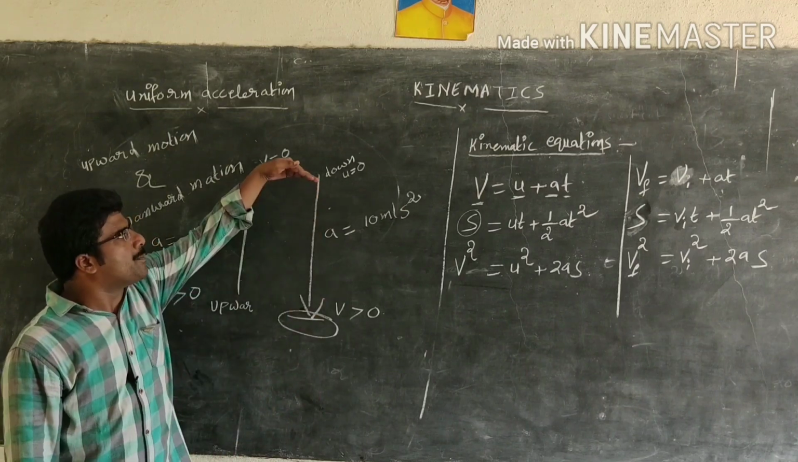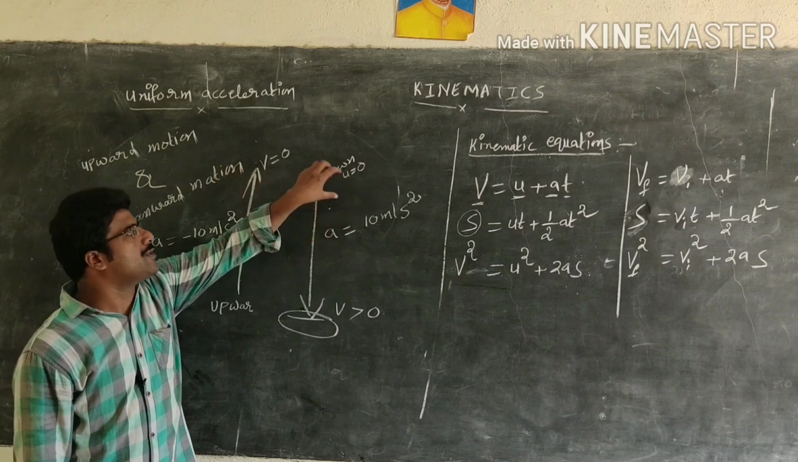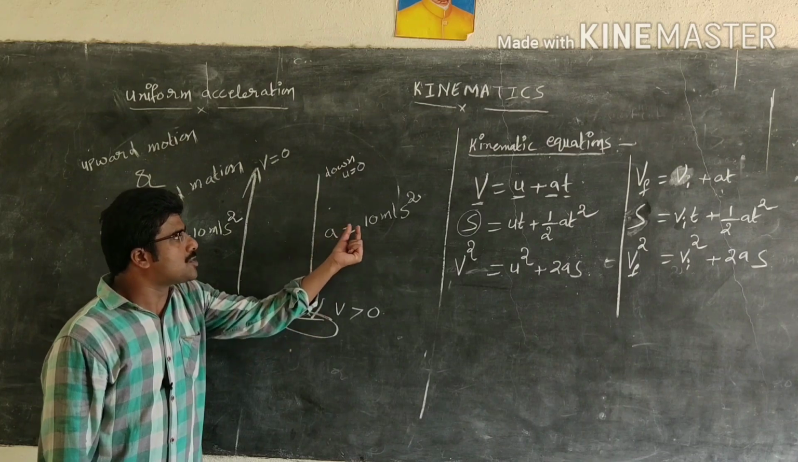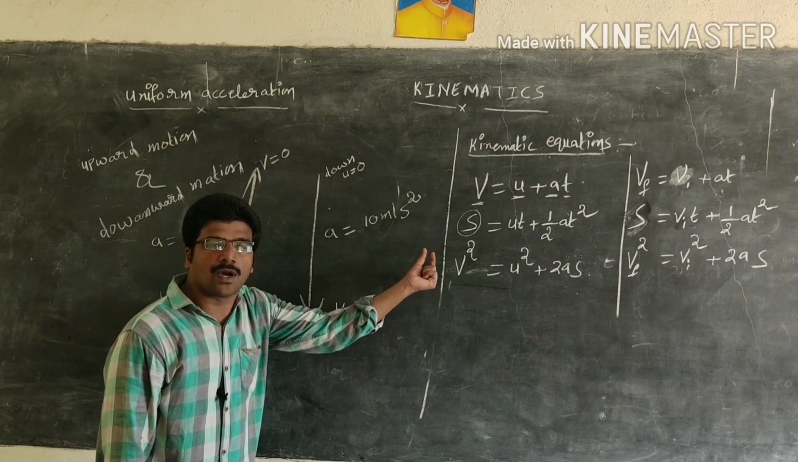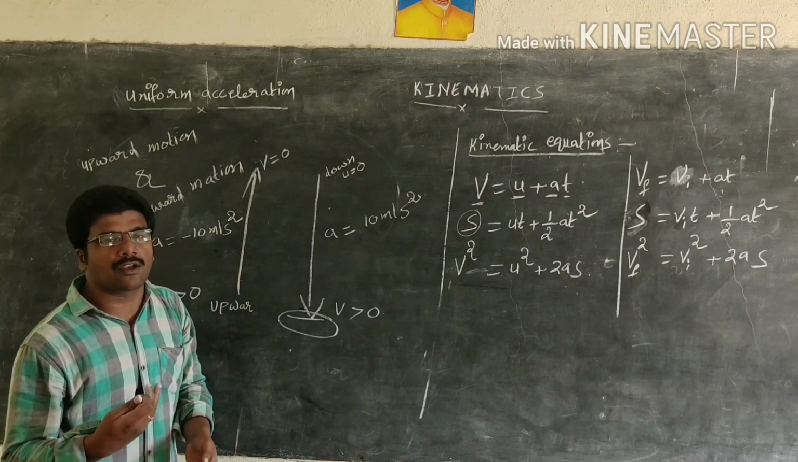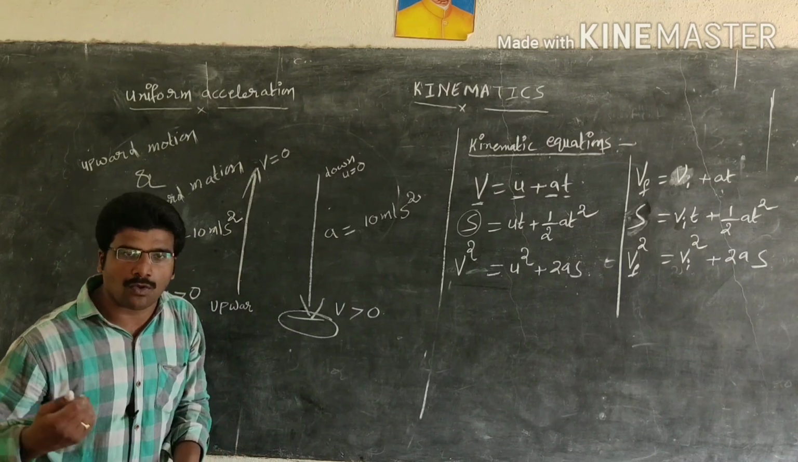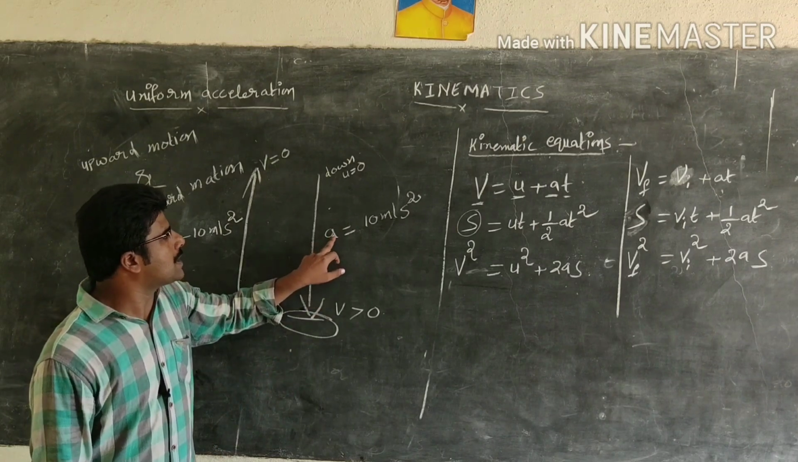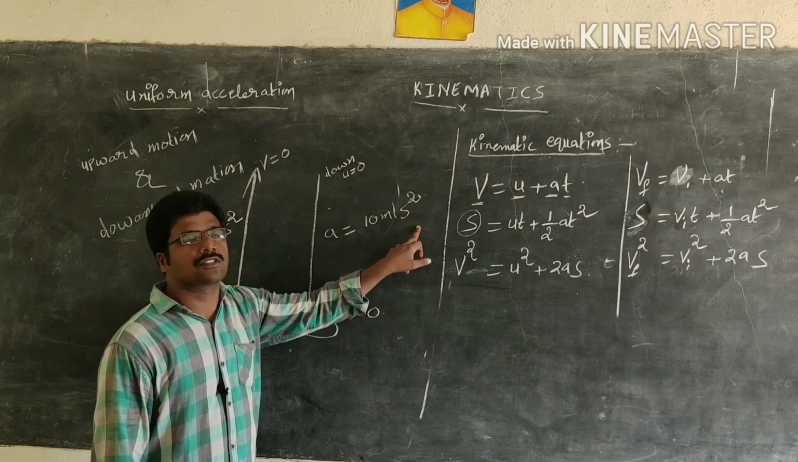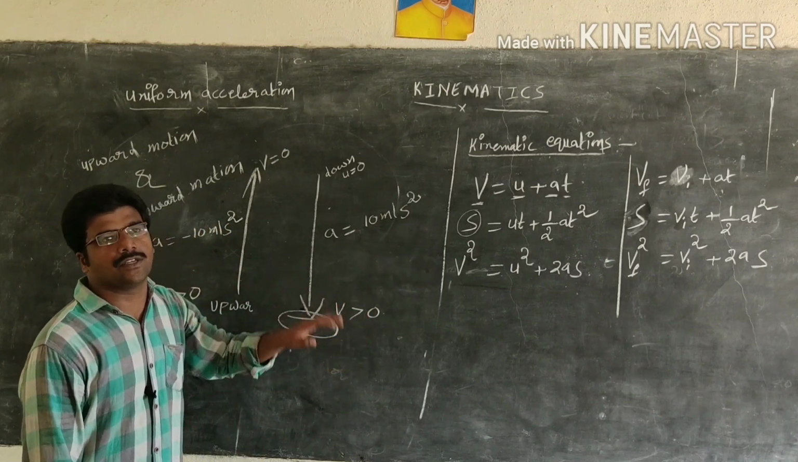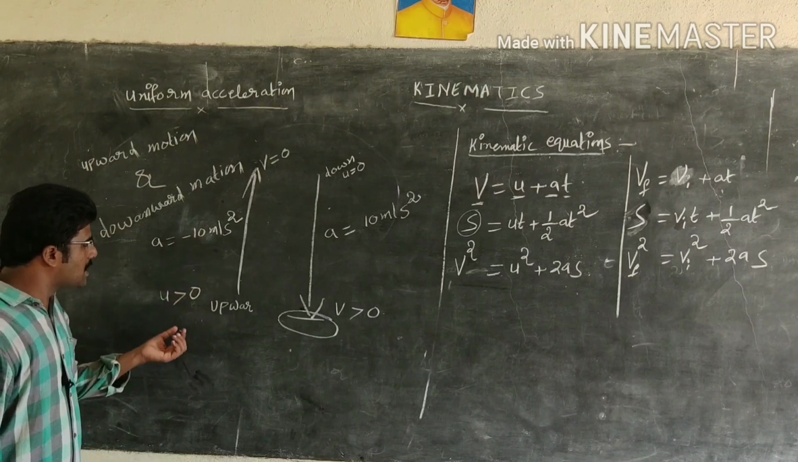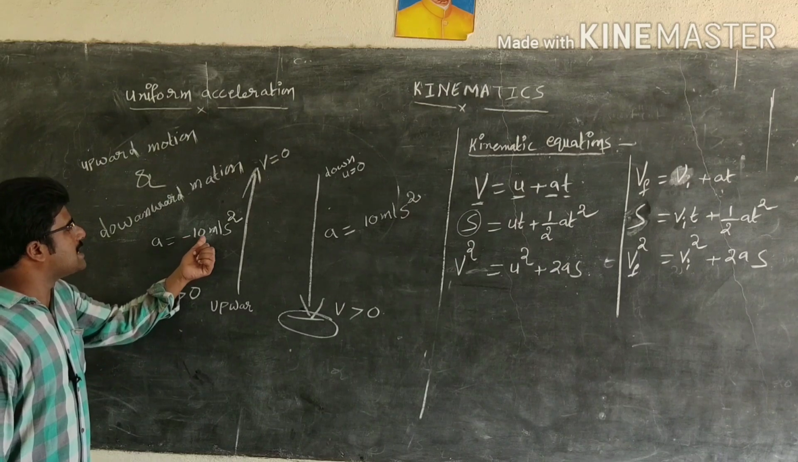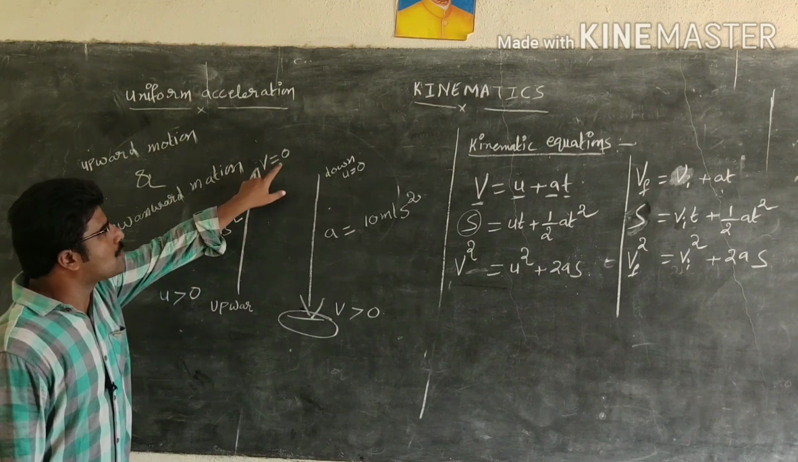Be careful, when a body is falling freely, we should remember that initial velocity is 0 and a should be taken as 10 meter per second square. If it is given to take a equal to 9.8, then we take a equal to 9.8. Unless it is given, we take a equal to 10 meter per second square, and v is greater than 0. When a body moves upwards, initial velocity u is greater than 0, acceleration is minus 10 meter per second square and v equal to 0.